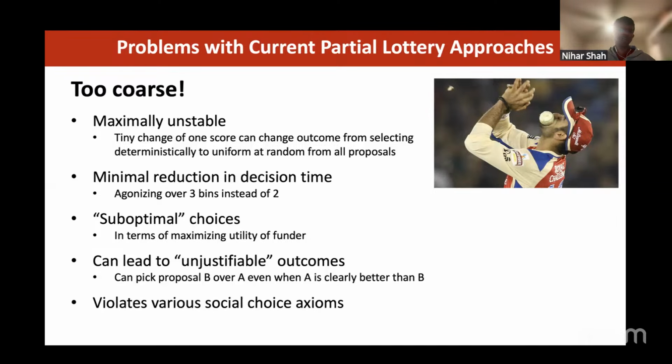And finally, there is this area of research called social choice theory, which has various axioms that aggregation rules must satisfy. And this also violates various axioms.